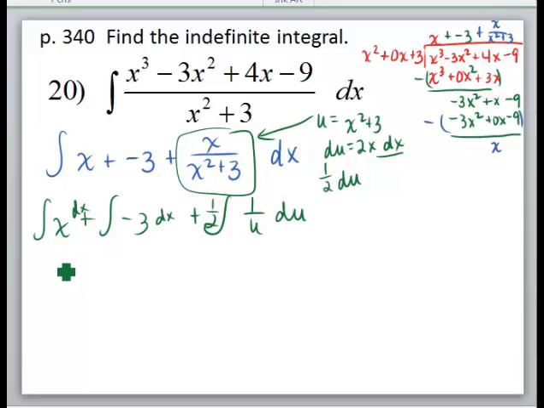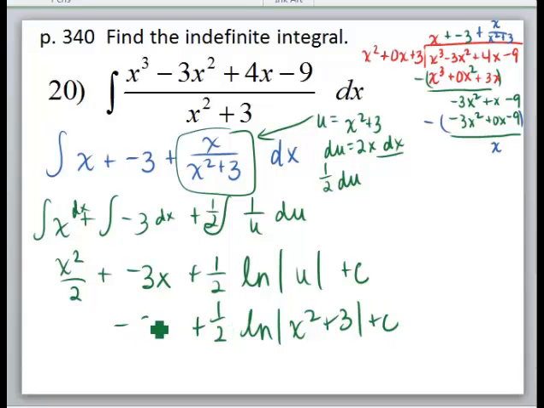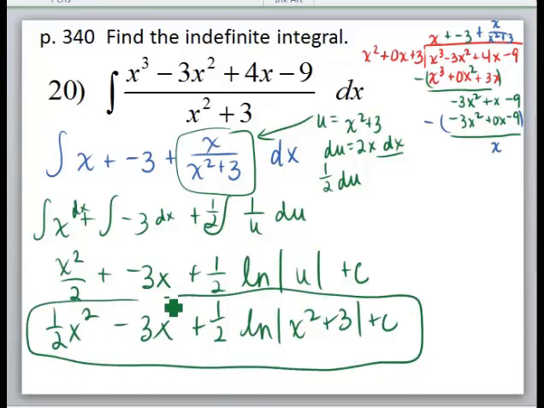So when I integrate this, I get x squared over 2 plus negative 3x plus 1/2 ln of absolute value of u plus c. And my u is x squared plus 3, and everything else just comes straight down. This is a much longer problem, and some of them will be more complicated as we continue on.